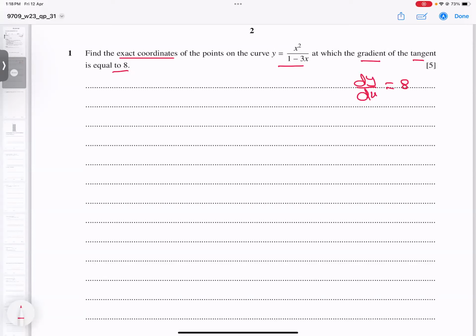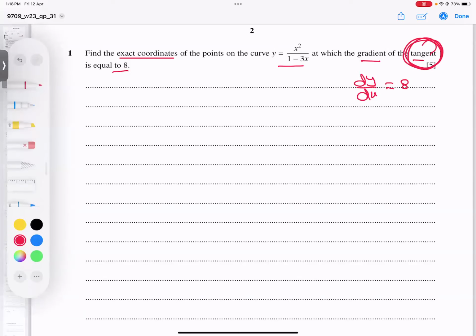Because by default, whenever you differentiate, it always gives the tangent, never the normal. You know it, the basic criteria. So let's try to solve it.